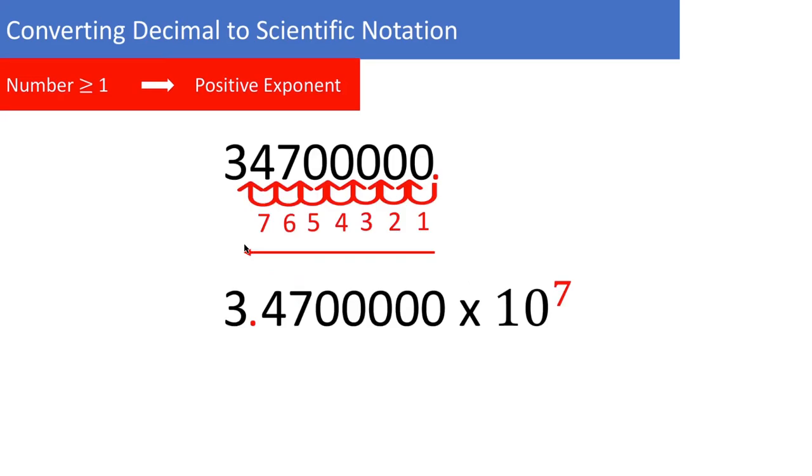Then this would be equal to 3.4700000 times 10 to the power 7. I moved 7 positions, that produces 10 to the power 7. It's more like I divided by 10, 10, 10, then you have to multiply to get back the original number. You don't need to put these zeros here, so it will be 3.47 times 10 to the power 7.